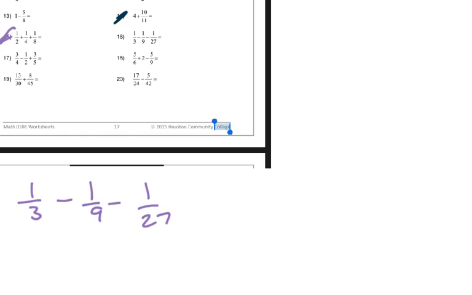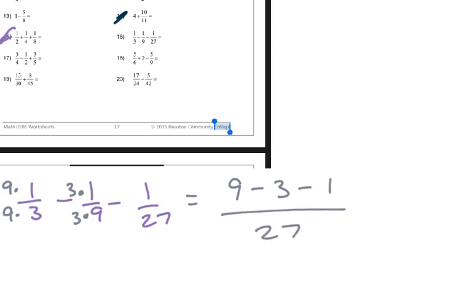Okay, with that being said, this problem is not going to be too bad because, again, 3 and 9 go into 27. So we're going to go times 9, times 9, times 3, times 3. And this is going to give me 9 minus 3 minus 1 all over 27. 9 minus 3 is 6. 6 minus 1 is 5. So it's 5 over 27. And there's our answer. So you can see even if you have 3 fractions, it's still not that bad. Okay, so that was for number 16, and we're going to move on to number 17.